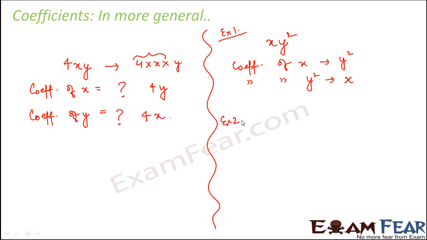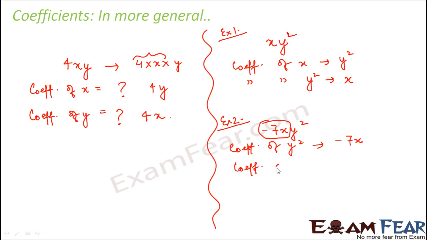Similarly, look at another example where you have minus 7xy square. If I ask you what is the coefficient of y square, it would be everything other than y square, that is minus 7x. And if I ask you the coefficient of x, that would be everything except x, that is minus 7y square. So you see in these examples, coefficients include not only numbers but also alphabets or variables.